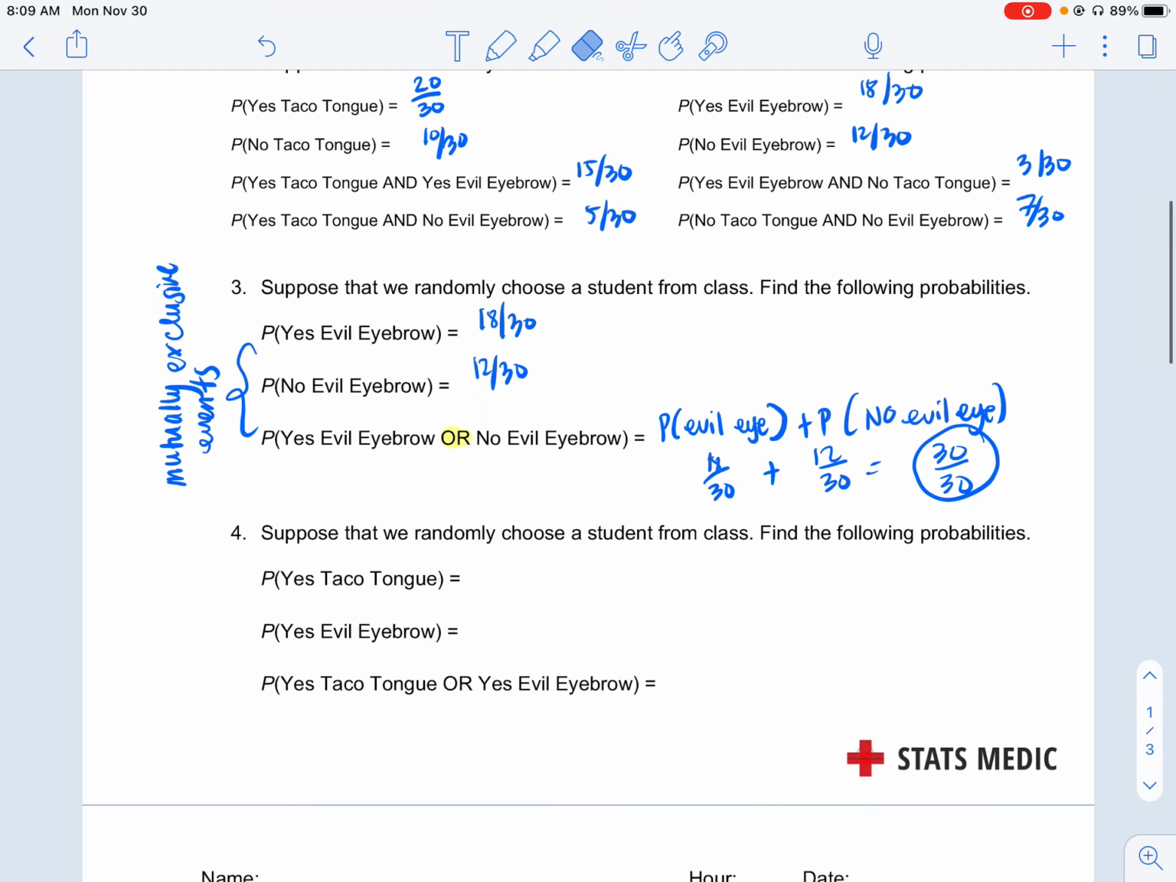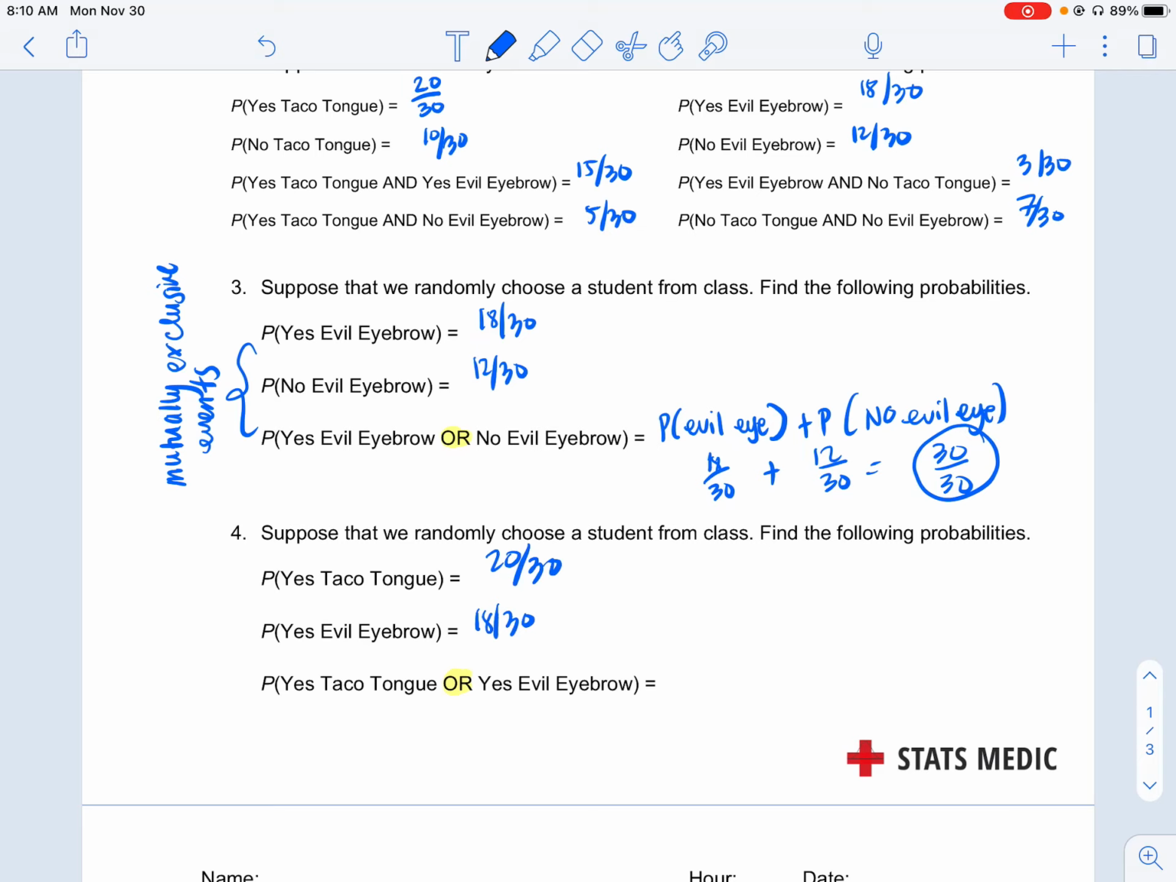For number 4, suppose that we randomly choose a student from class. Find the following probabilities. Taco tongue: how many people can do taco tongue? 20 out of 30. How many people can do evil eyebrow? 18 out of 30. And now we will solve the OR. So we're combining everyone that can do taco tongue plus can do evil eyebrow.